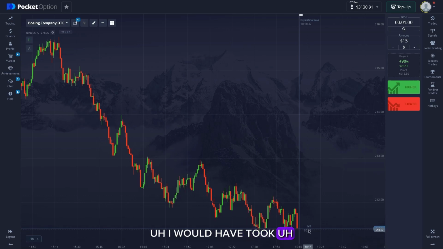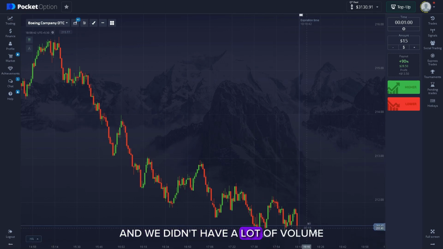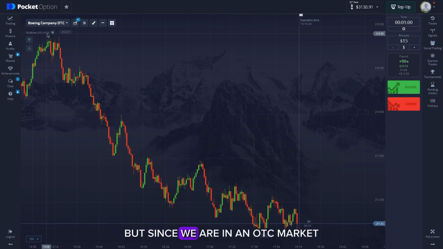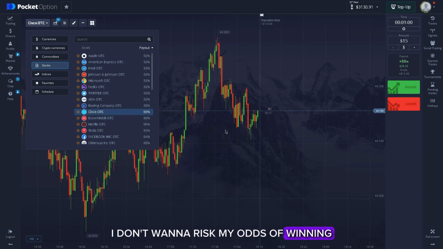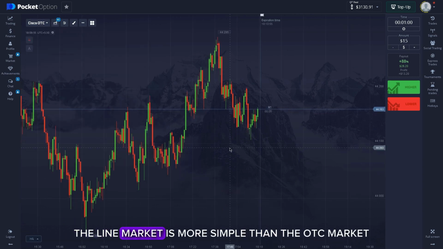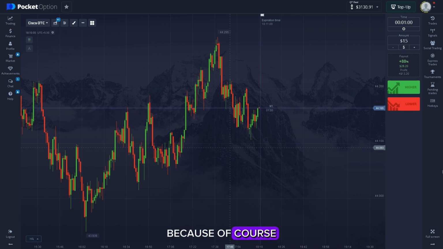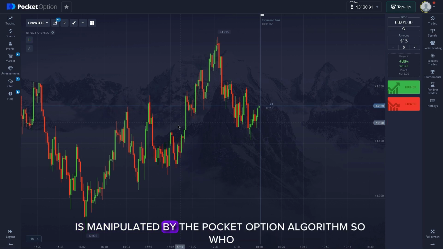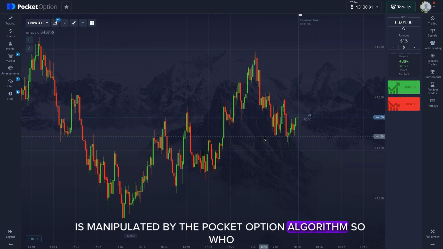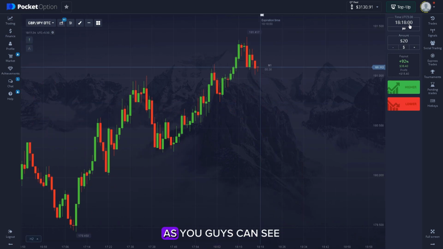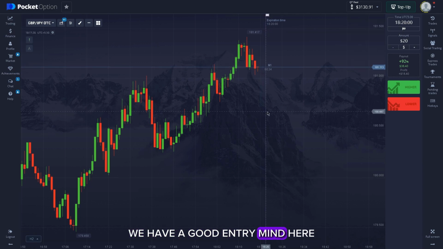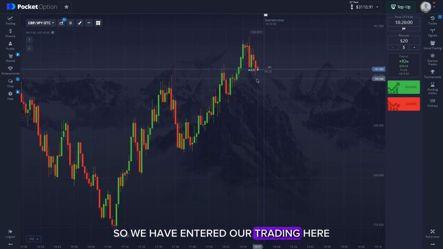I would have took a up trade in here if it was a live market and we didn't had a lot of volume, but since we are in an OTC market, I don't wanna risk my odds of winning, because as I said, the live market is more simple than the OTC market on pocket option, because of course the OTC market is manipulated by the pocket option algorithm. So you don't want to trade on a manipulated market. As you guys can see, we have a good entry point here. So we have entered our trade in here.